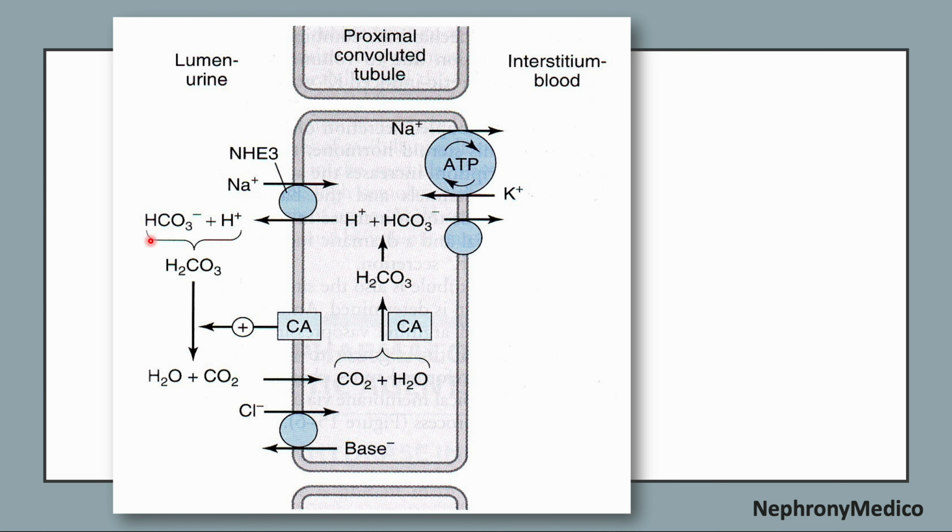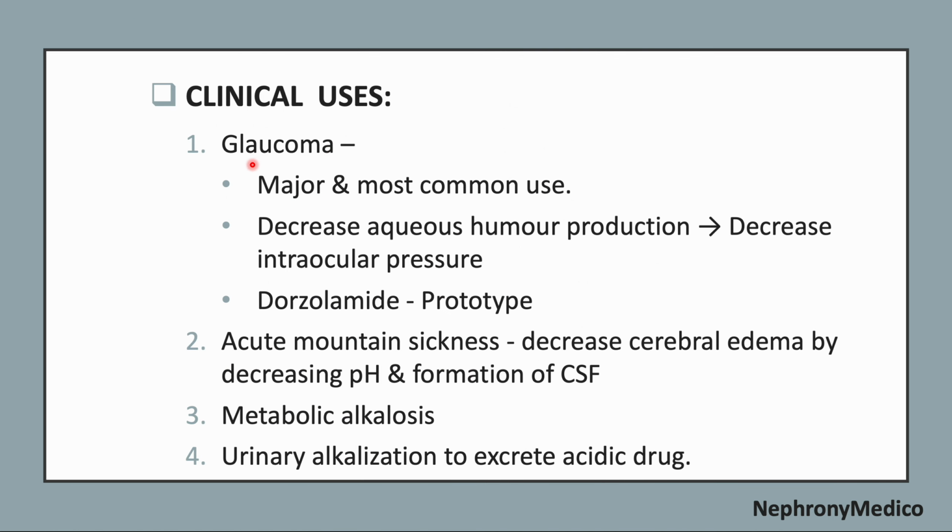This is a picture showing the mechanism of action of carbonic anhydrase inhibitors. Now, clinical use. Glaucoma, which is the major and the most common use, because it decreases aqueous humor production and decreases the intraocular pressure. The drug used is dorzolamide.